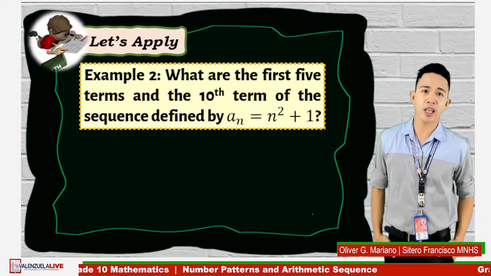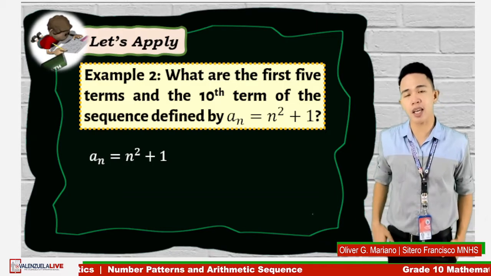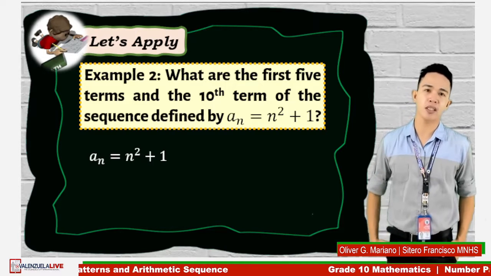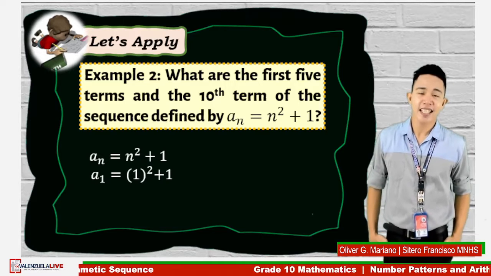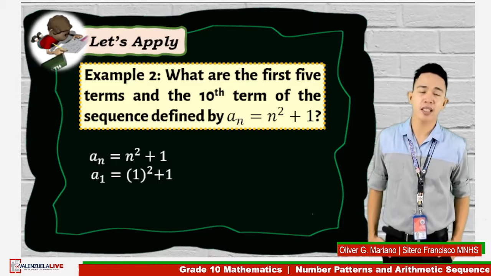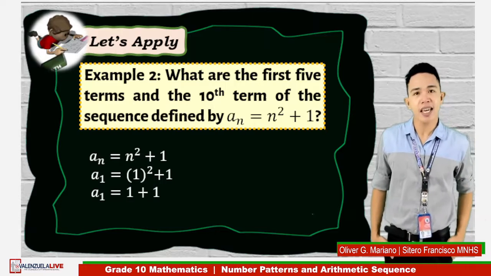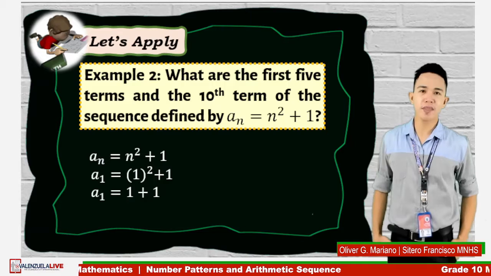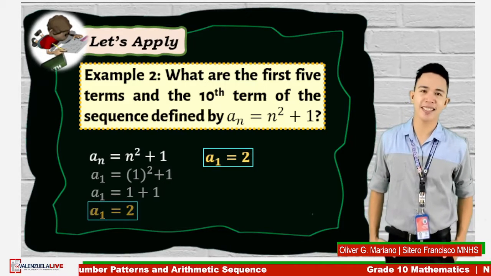To begin with, let's find the first term. The general term is a sub n is equal to n squared plus 1. Substituting 1 in place of n gives us a sub 1 is equal to 1 squared plus 1. The square of 1 is also 1. So we have a sub 1 is equal to 1 plus 1. Therefore, a sub 1 is equal to 2.